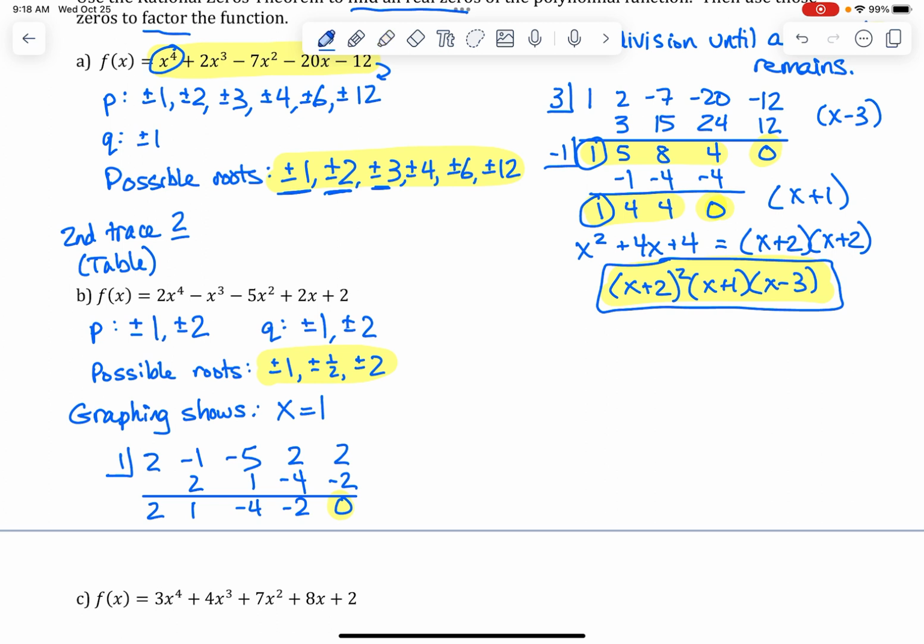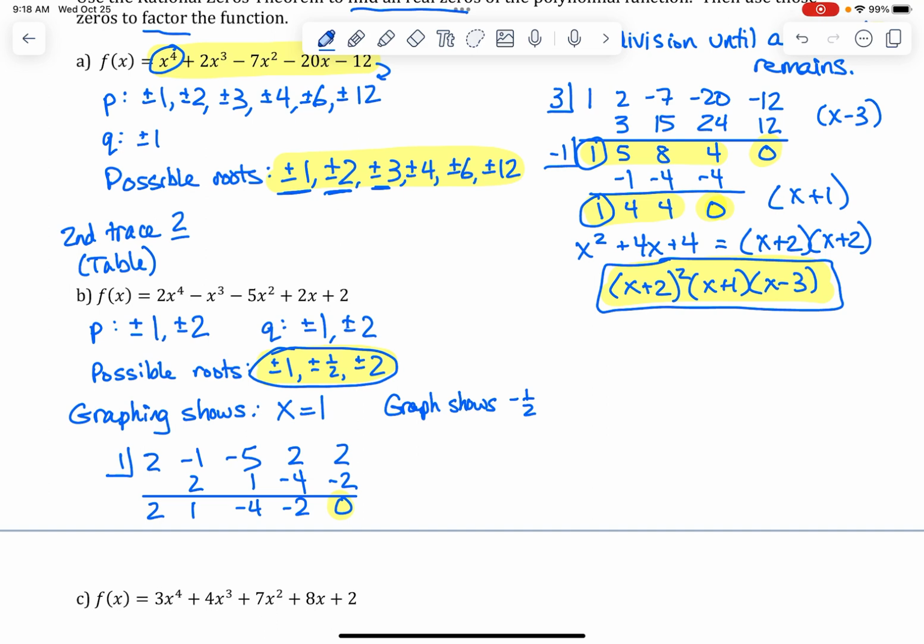Then we look at our graph again, and our graph shows that -1/2 is a 0. So if you look at your graph, it would be between 0 and -1. And so you could either use your second trace option, or you can just kind of guess. But you know that if it's a fraction, it's got to be 1/2. And it's on the left side of the y-axis, so it's got to be -1/2.